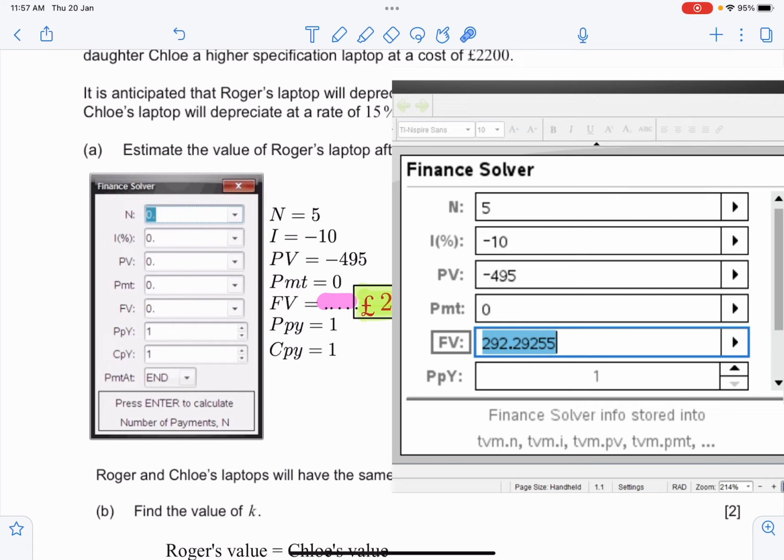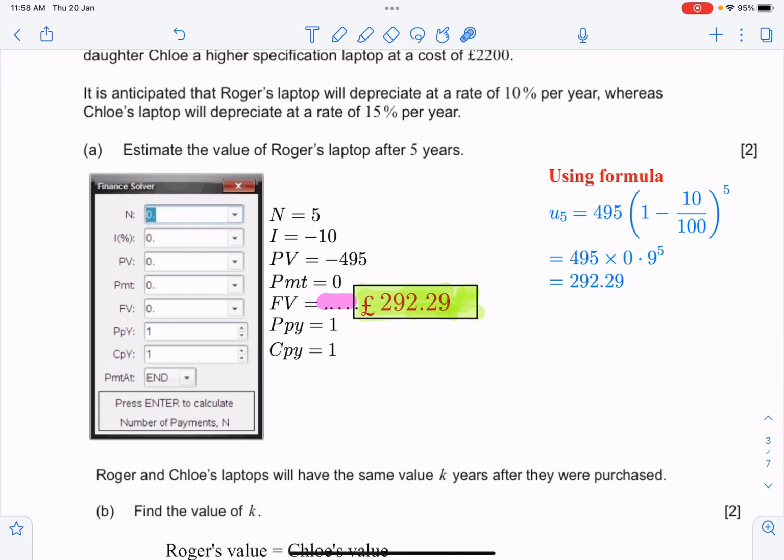So it is 292.29255. So I rounded it to 2 decimal places. So the answer is pound 292.29. Okay, I have calculated the same question using the formula also. So in the formula, as I said in the beginning, if it is decreasing, you have to subtract it from 1. So 1 minus 10 over 100, because the rate of depreciation is 10%. So it is 0.9 to the power 5, and I am getting the same answer.